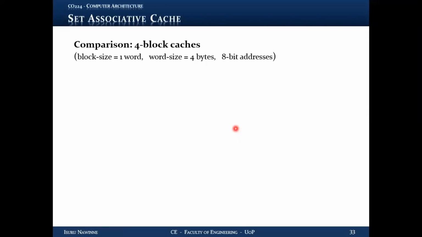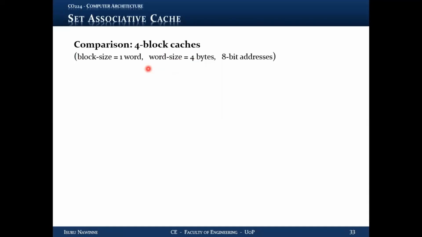We are going to compare 4-block caches, right? A cache which can store 4 different blocks, right? So half the size compared to the previous example. In this example, block size is 1 word, right? 1 block is 1 word. Okay, 1 word is a block also. Block size and word are the same now.